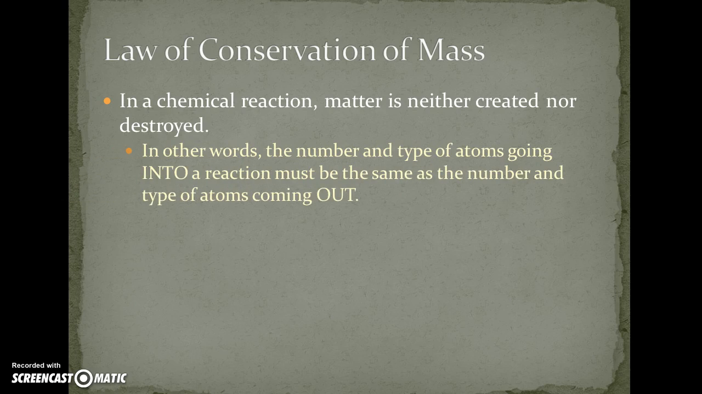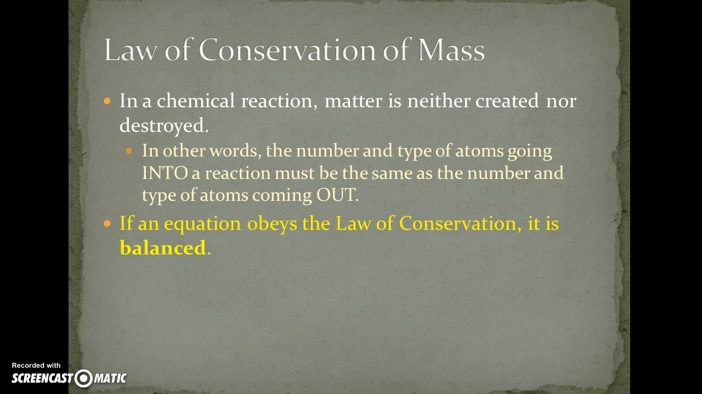Okay, so when we're talking about a chemical reaction, we mean that the number and type of atoms going into a reaction must be the same as the number and type of atoms coming out. So if we have 2 hydrogens going into a reaction, then we're going to have 2 hydrogens at the end as well. All right, and we're going to see an example of that. So basically, if an equation obeys the law of conservation, it's balanced. No questions asked. If it's not balanced, then it is not obeying the law of conservation, and so we know that that equation cannot be correct, and we're going to have to change it so that it is correct.